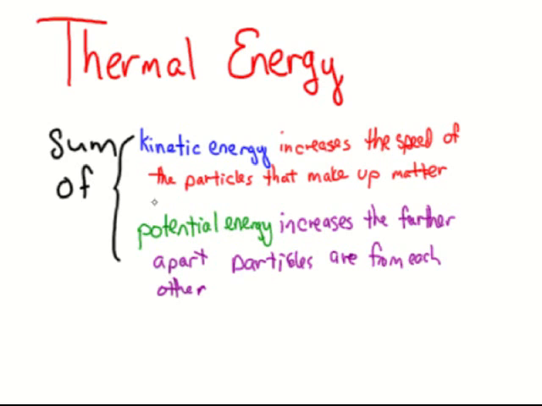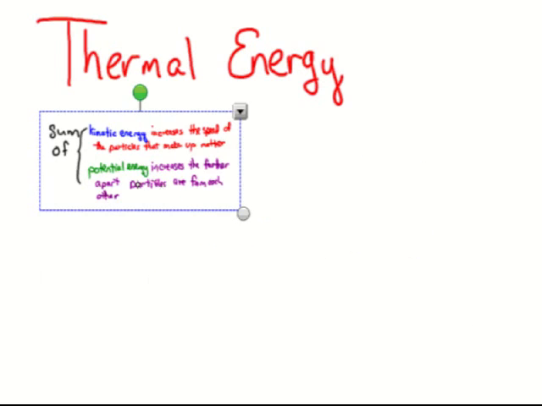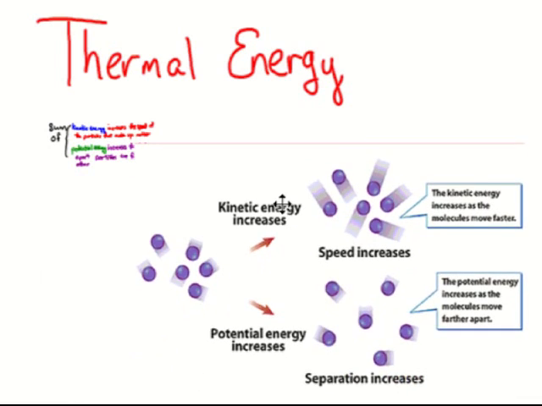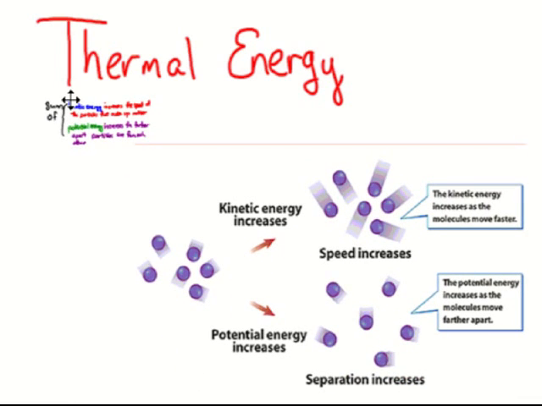There's a graphic in the textbook that helps to explain this. As the motion of particles increases, the kinetic energy of those particles, we actually get an increase in thermal energy. Also, as there's separation between particles, the potential energy is increased, and that also increases thermal energy.